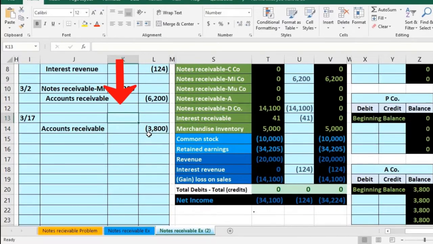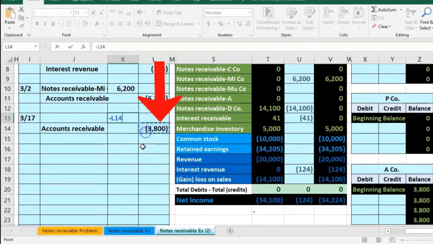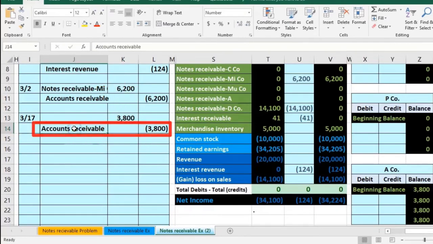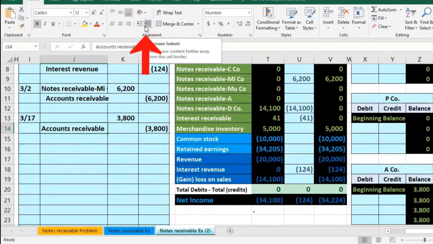Then we have a debit of something in K13. I'm going to do that by saying negative of that number, taking that number and flipping the sign. We could just type it in there, but I think it's better to use the formula, and therefore we'll do so. And then we're going to indent this cell in J14, home tab, alignment, increase indenting. You could double click and just put the space bar 3 times or not do it at all, and it's not a big deal. Okay.